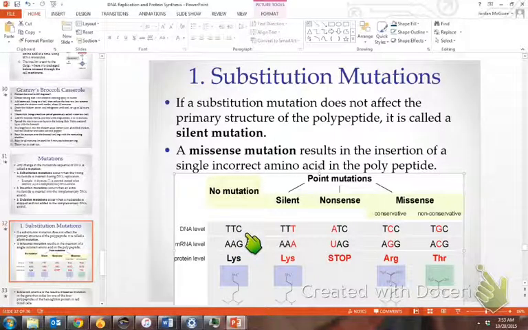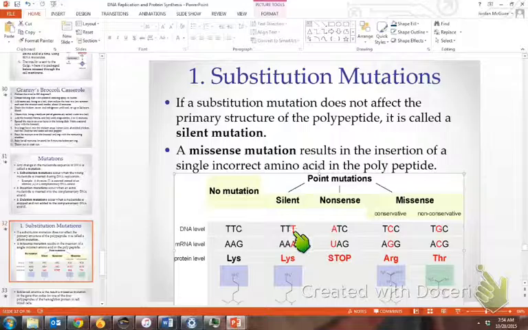Alright, so the DNA level is TTC. When it is copied onto RNA, we get AAG. That's the normal no mutation that codes for the amino acid lysine. So it's all good in the hood right there. Move over to a silent mutation, which is the one I just talked to you about. Instead of a TTC, we actually substitute the C for another T. That could be a problem.